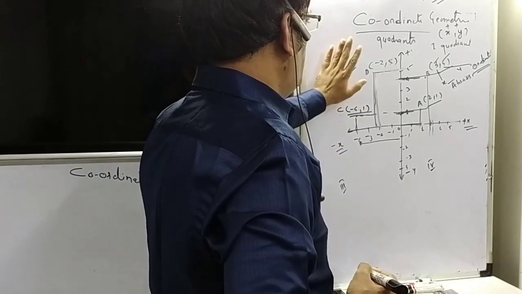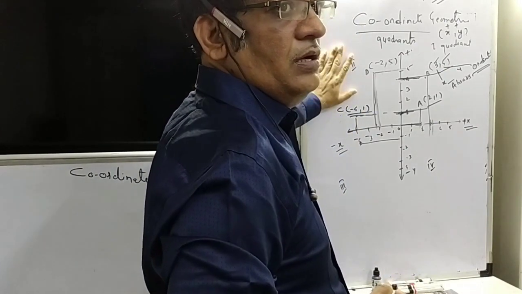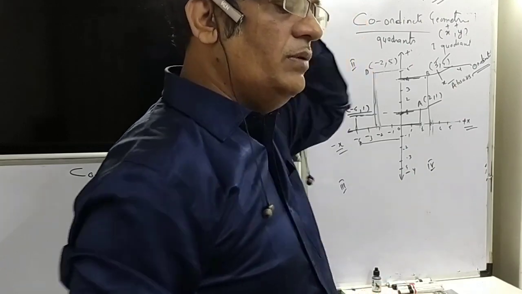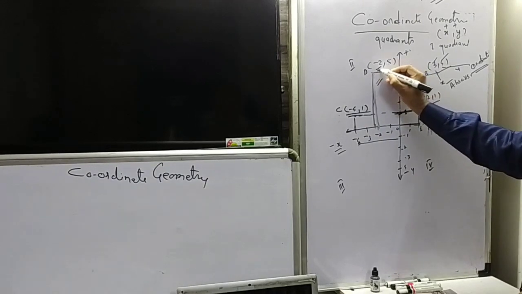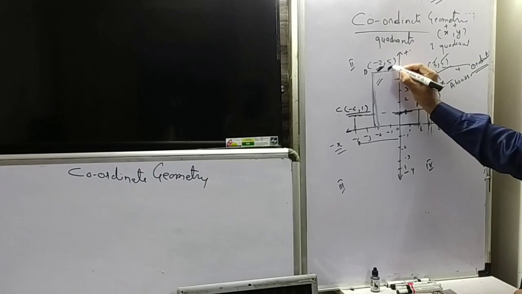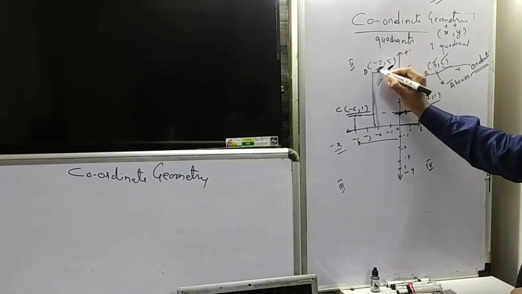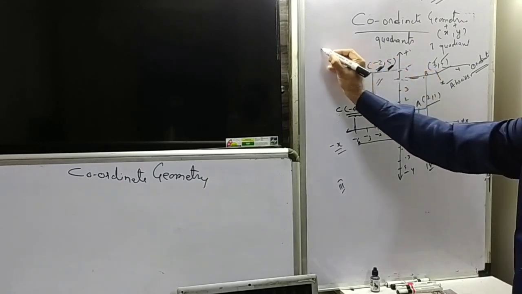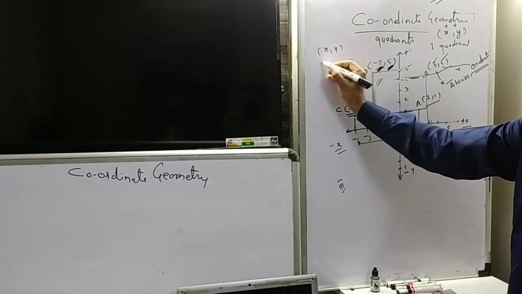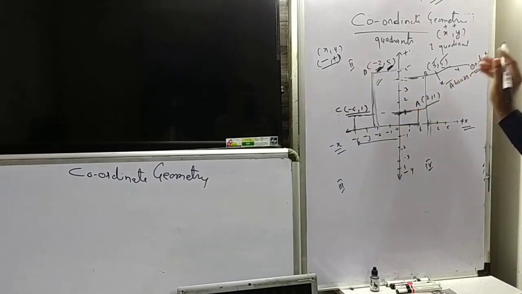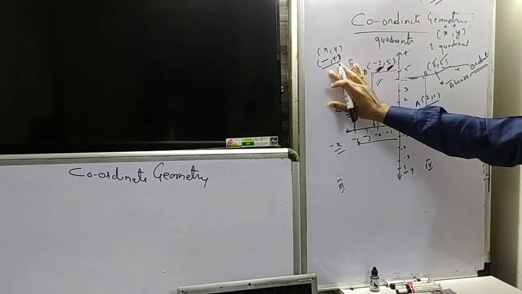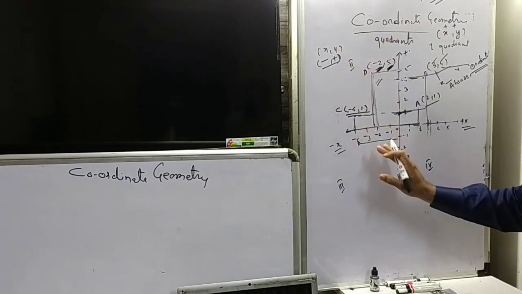In this second quadrant we find that this is the x coordinate, the abscissa, and this is the y coordinate, the ordinate. The x coordinate is negative and the y coordinate is positive. So in the second quadrant, x coordinate is negative and y coordinate is positive.